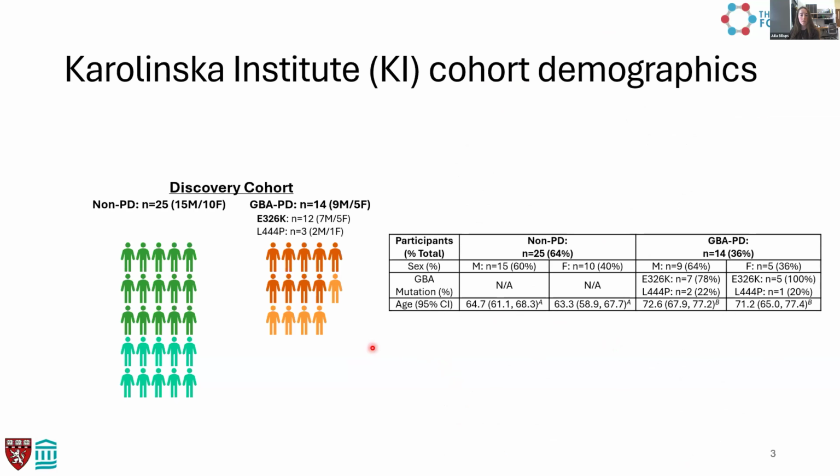This discovery cohort was obtained through a collaboration with the Karolinska Institute in Sweden. To give an overview of the participants in it, we have 25 individuals without PD and 14 individuals with GBA-PD. For both non-PD and GBA-PD groups, we have about 60% males in each group. And the predominant GBA mutation for this cohort is the E326K mutation. In this group, the GBA-PD individuals are older than the non-PD individuals.